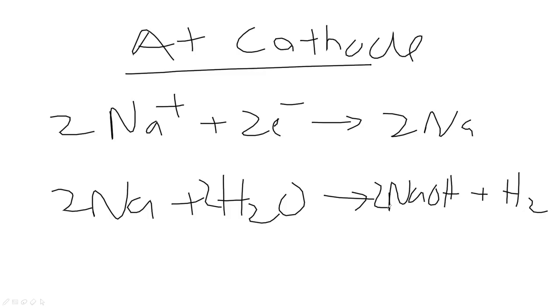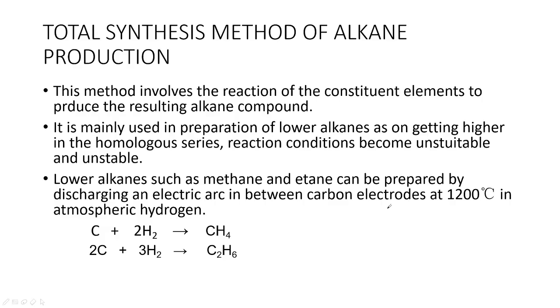Now the last method I'm going to talk about is the total synthesis method of preparing alkanes. Now, this method is not a complex method. It's not even widely used in preparing, because it's only used to prepare lower alkanes. As we go further down the homologous series, we're going to find out that this reaction ends up not becoming feasible at all. So this method involves the reaction of constituent elements to produce the resulting alkane compound. It's mainly used in the preparation of lower alkanes, as on getting higher in the homologous series, the reaction becomes unsuitable and unstable. Now, lower alkanes such as methane and ethane can be prepared.